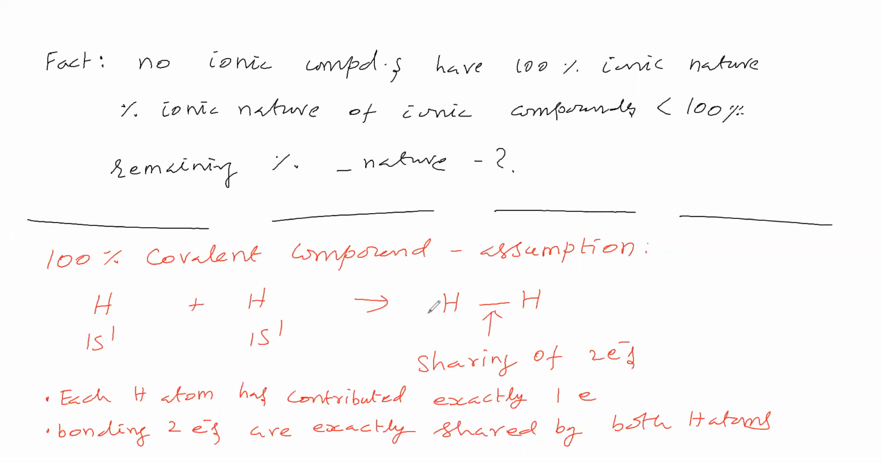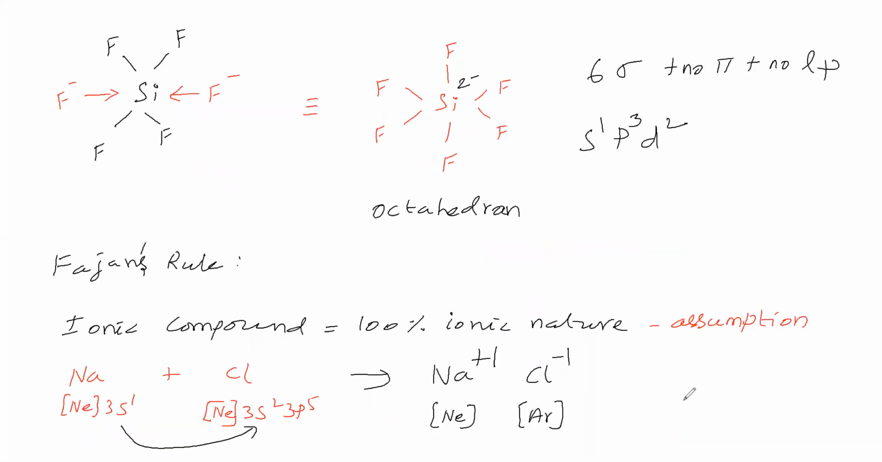In covalent compounds, covalent nature is there, and also some other nature is there. What is that nature? That we want to know. For that, we will take this ionic compound, sodium chloride.